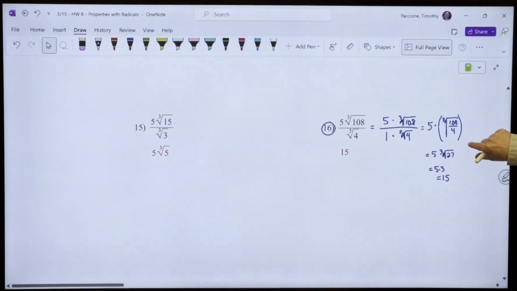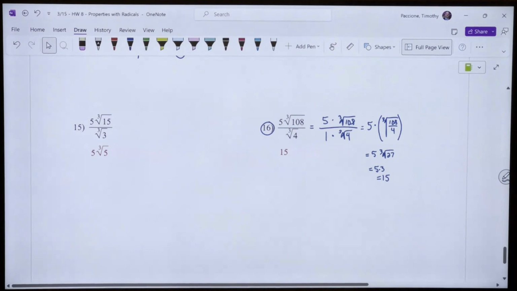Very similarly for number 15, you would bring the 15 and the 3 together, and it would give you the third root of 5, which you can't do, so it would just stay 5, third root of 5. Okay? All right, ready for the lesson?